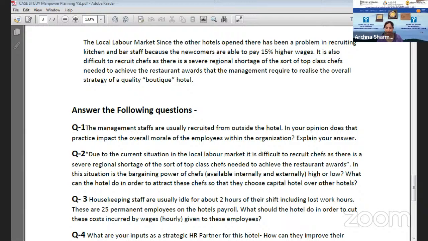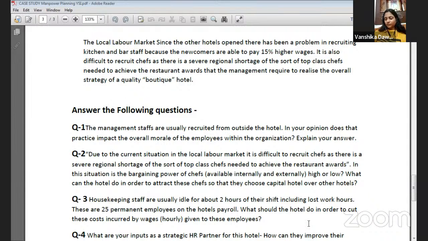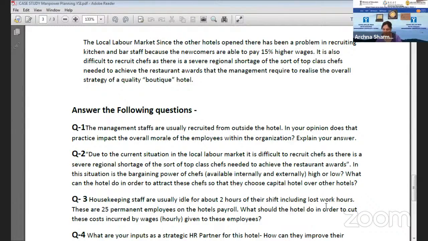Anybody else who would like to share? Vanchika, Garvita, what are your thoughts? No thoughts? Dipti?